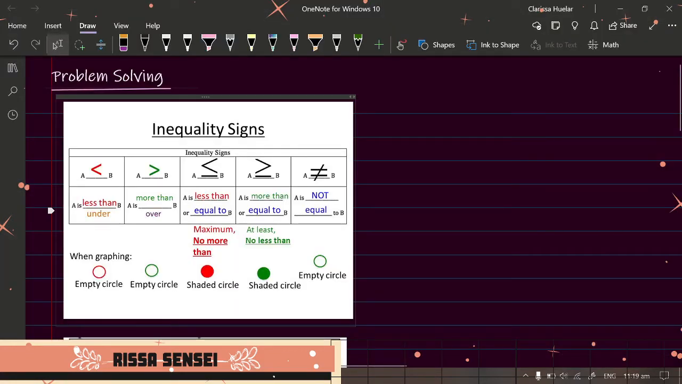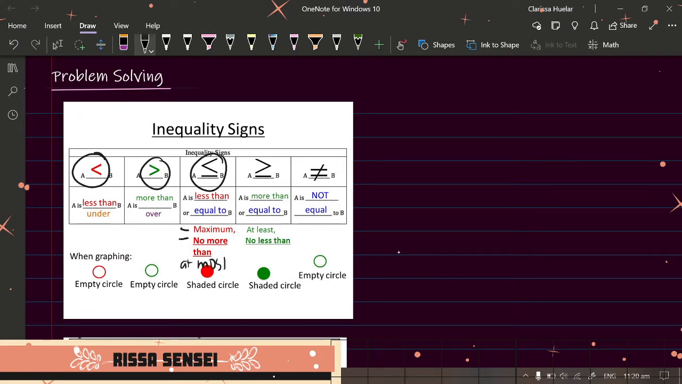Okay, so we will discuss problem solving involving linear inequalities in two variables, and please do not forget the symbols that we will use. We have less than or under, greater than or over, or more than. Then less than or equal to. Magamit din tayo ng term na maximum, no more than, or at most. Ayan. Pag at most, ayan yung symbol.